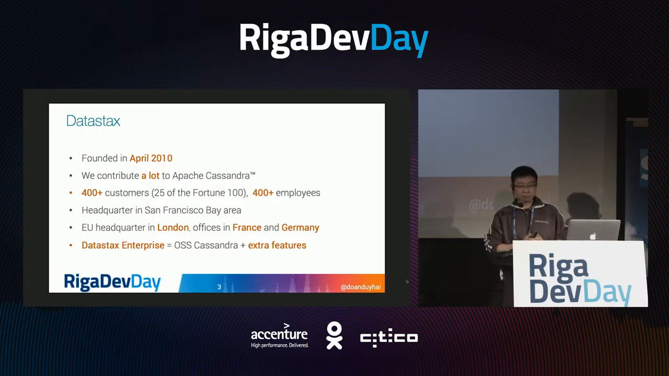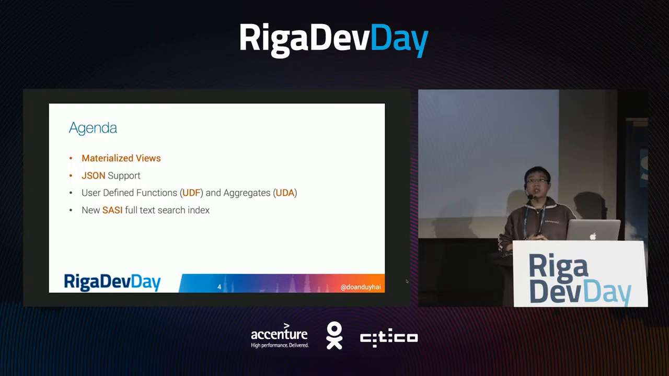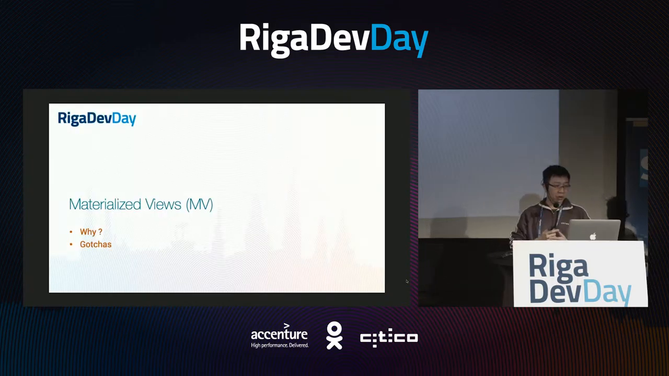So for the agenda today, I'm going to show you materialized views, then some support for JSON to make your life easier, new user-defined functions and aggregates for analytics, and the last one, which is very new and not released yet, it will be released in a few weeks, which is full text search index. So let's start with materialized views.